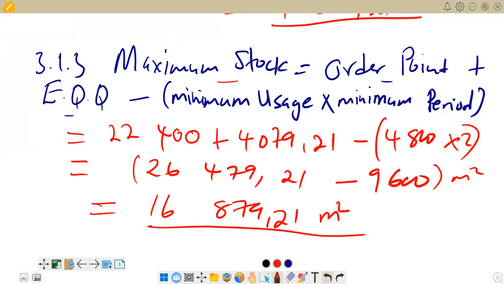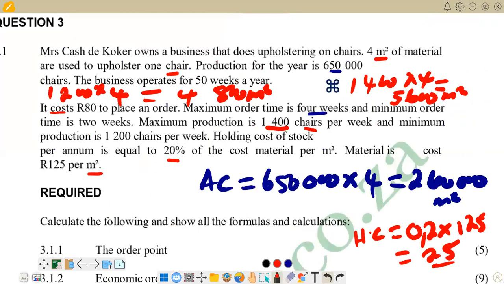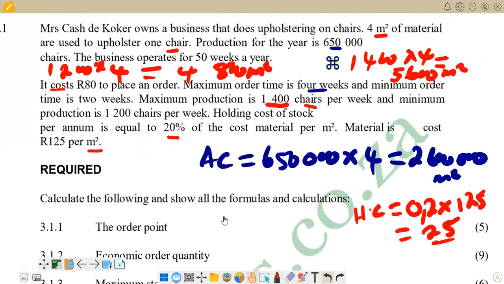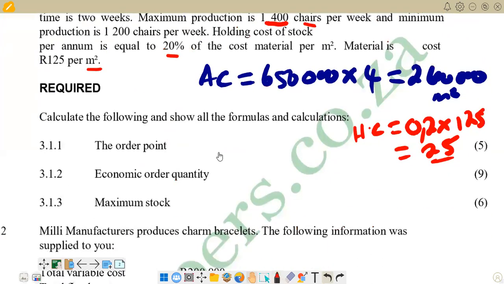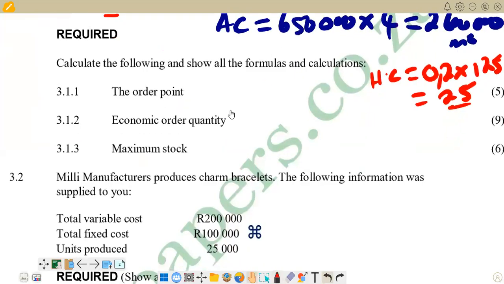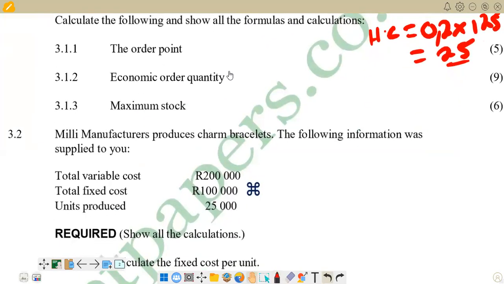Then we go again to check the next question that we have there. You would see that we've got another question following this one on the same question, that is question 3. We have got 3.2. 3.2 reads, Millie Manufacturers produces charm bracelets. The following information was supplied to you. We've got total variable costs, we've got total fixed costs, we've got units produced, 25,000. Then required, in brackets, show all the calculations. That is exactly what we are going to do.